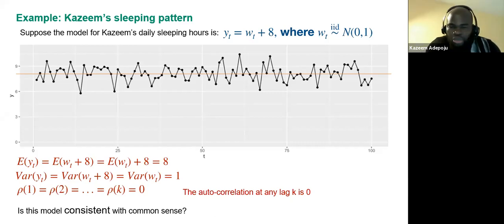Does your own also look like a white noise, or does the number of hours you sleep on Tuesday depend on Monday or something like that? Does the number of hours you sleep in a particular day actually depend on the number of hours for another day? Can somebody share?